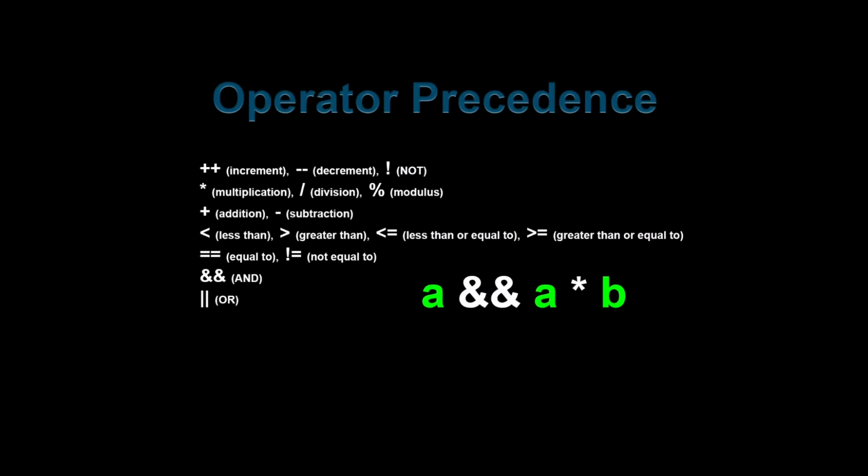We can force the ordering of evaluation by using parentheses. For instance, if we have a and a in parentheses times b, first a and a will be evaluated, and the result of this expression will be multiplied by b. Parentheses can be used in every case to control the order of execution. However, learning the precedence of Java operators is crucial, and knowing them will become second nature sooner than you think.